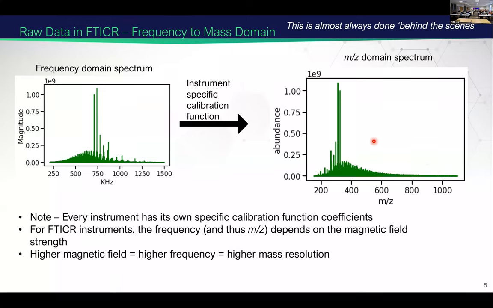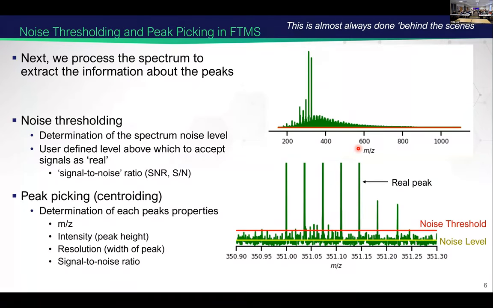And so this is obviously the feature that we're interested in. Again, almost all of this is done behind the scenes automatically, but it's important to know that we're not directly measuring the mass to charge of an ion, we're measuring the frequency at which it moves in our instrument. The next thing that we obviously have to do is basic signal processing, such as noise thresholding and peak picking.